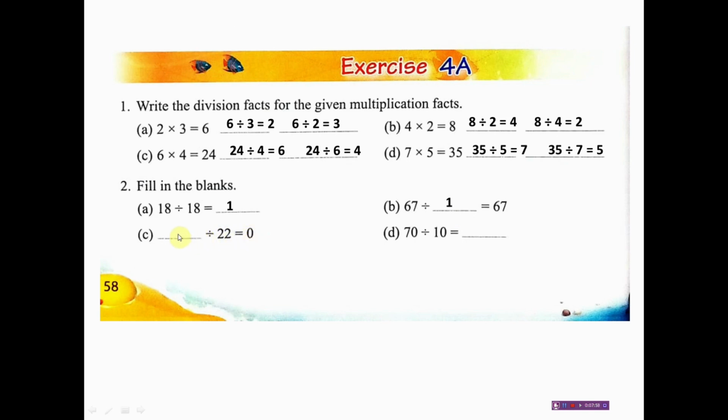You remember the property we read? 0 divided by any number will give you 0 as the result. So it will be 0 here. Now we have to divide 70 by 10. We take away 10, that is the remainder. So what is the quotient left? We have only 7, the quotient that is left. So 7 will be the answer.